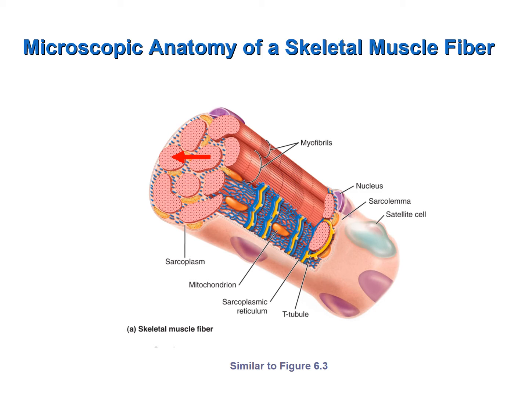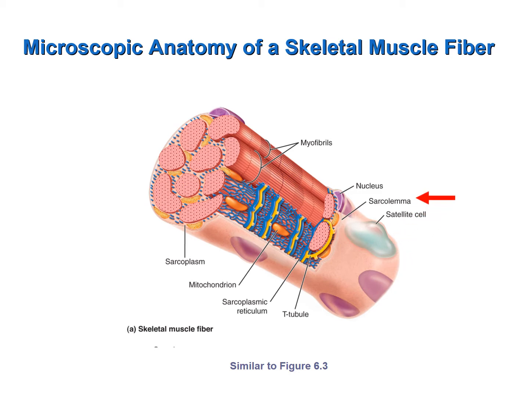Notice the nuclei. Skeletal muscle fibers have various nuclei. Notice that they are just underneath the sarcolemma. One, two, three of them shown here. They're just under the sarcolemma. The sarcolemma is the plasma membrane of the skeletal muscle fiber. The reason why the nuclei are just underneath the sarcolemma is so that they don't interfere with the contractions of the myofibrils.